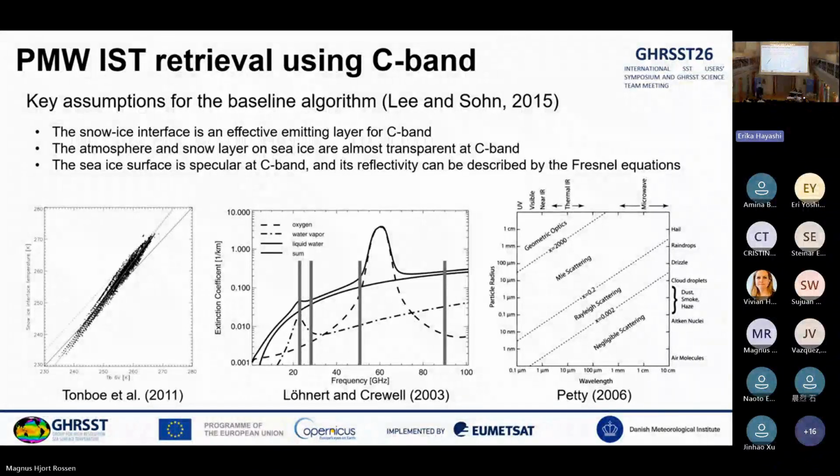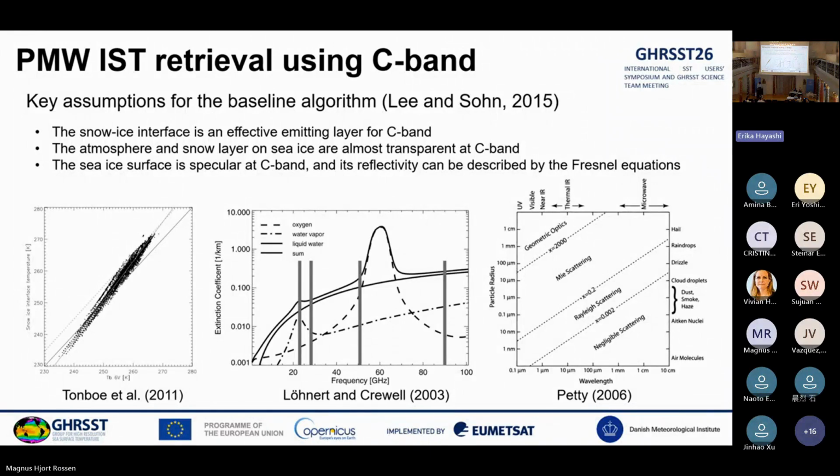The second assumption is that the atmosphere and snow layer on sea ice are almost transparent at C-band. The second figure shows the extinction coefficient of the atmosphere. The very left part is 6.9 gigahertz, which is C-band, and you can see the transparency of the atmosphere is very high in Arctic conditions. The scattering effect is also very minimal. I will not go into detail about the right-hand figure, but it tells us that you can neglect the scattering effect of the atmosphere at C-band.